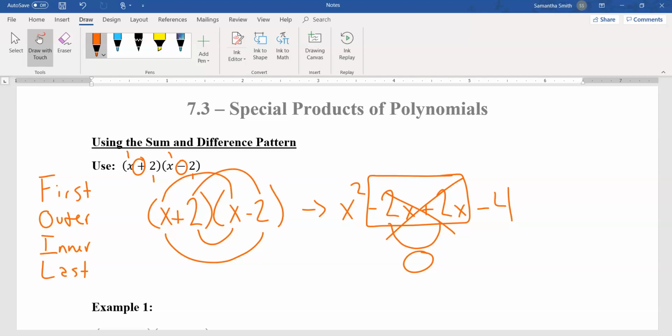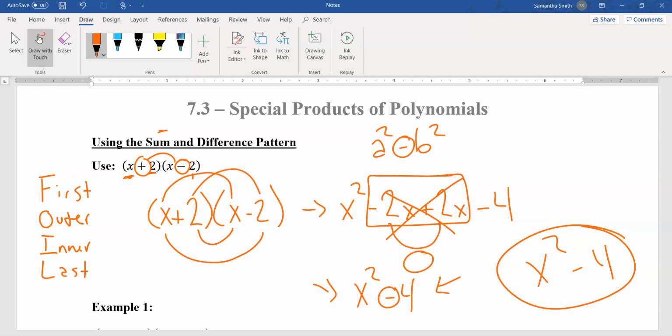So in the end, you will be left with a squared minus b squared. So x squared minus 4. If you look at this, a is x, so a squared is x squared, b is 2, so b squared is 4, but you always keep it a negative in the center. The reason is that a negative times a positive will always be a negative. So your answer is x squared minus 4. Okay, so that is your pattern when it comes to sum and difference.